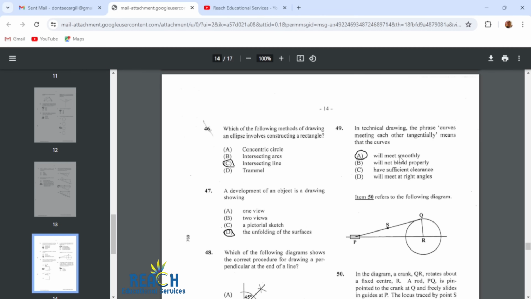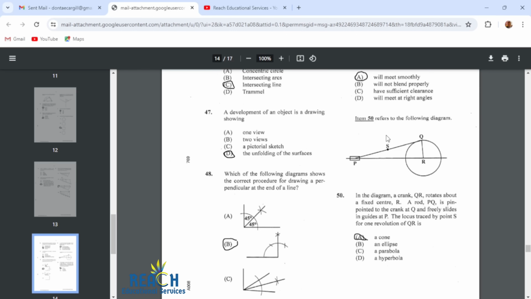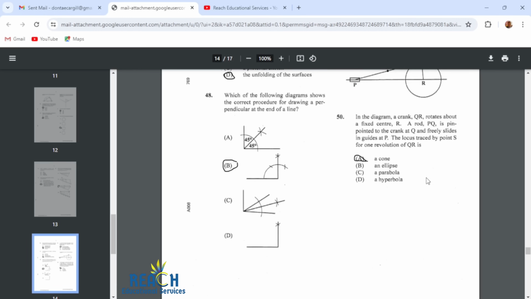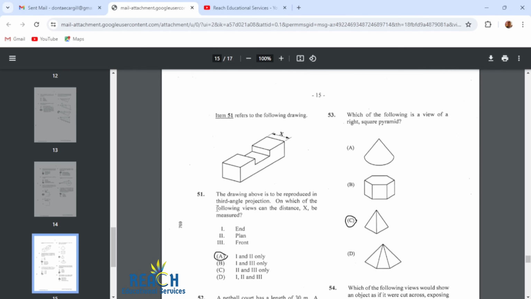Item 49. In technical drawing, the phrase curves meeting each other tangentially means that the curves will meet smoothly. Lovely. So now we move on to number 50. In the diagram, a crank QR rotates about a fixed center R. A rod PQ is pin-jointed to the crank at Q and freely slides in guides at P. The locus traced by point S for one revolution would be a cone. So when it's moving around, if you plot that point for one revolution, it would be in the shape of a cone.